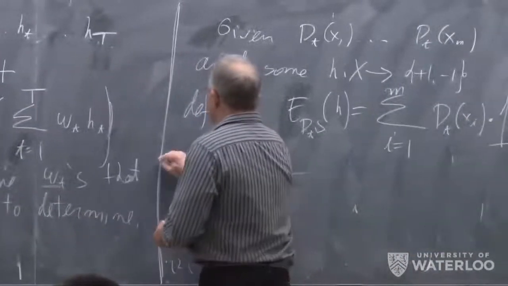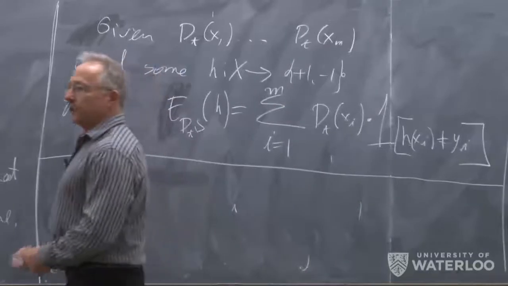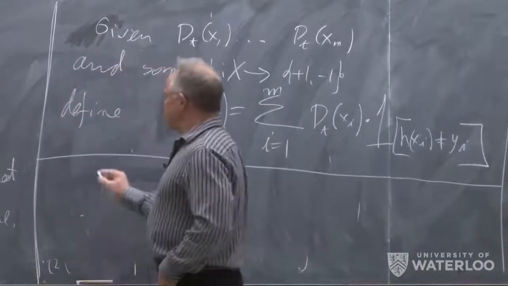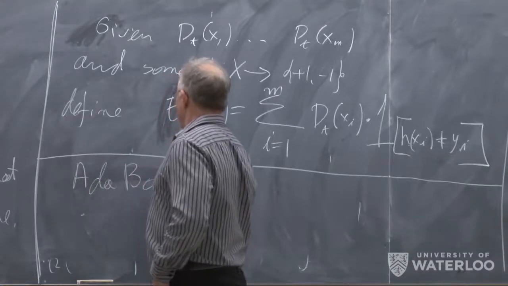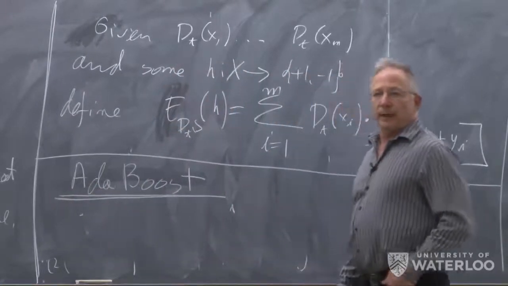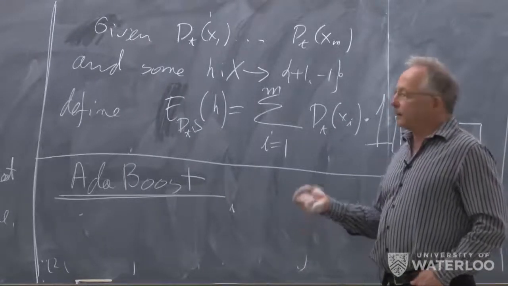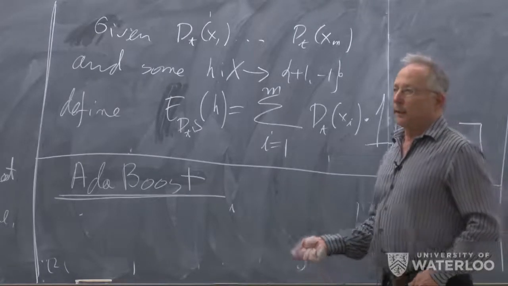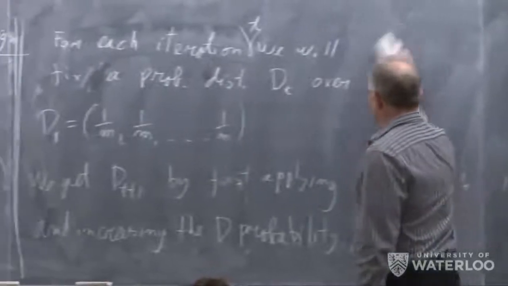OK, so we only need to define the parameters. And the parameters really depend on which flavor of the boosting algorithm one uses. The most common boosting algorithm is called AdaBoost. AdaBoost is the most common version of this algorithm. And for AdaBoost, all I have to give you to define a version of this algorithm is just these two parameters: how to update weights and how to choose the Wt's at the end. So AdaBoost updates weights as follows.